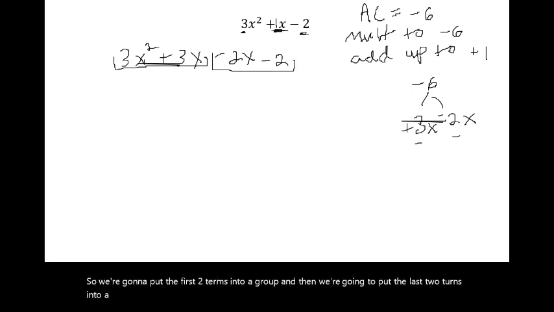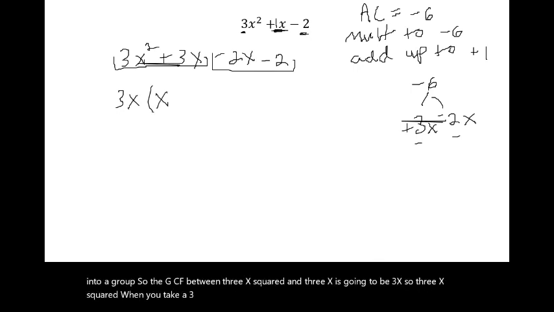So the GCF between 3x squared and 3x is going to be 3x. So 3x squared, when you take a 3x out of 3x squared, you're left with x. And then 3 divided by 3 is positive 1. X to the power 0 cancels out.